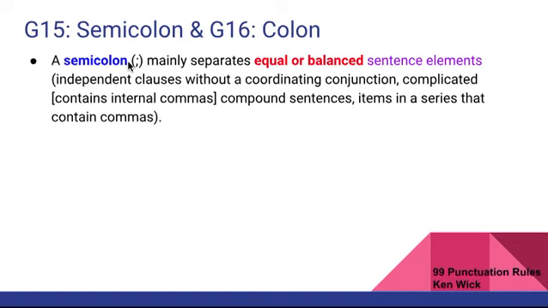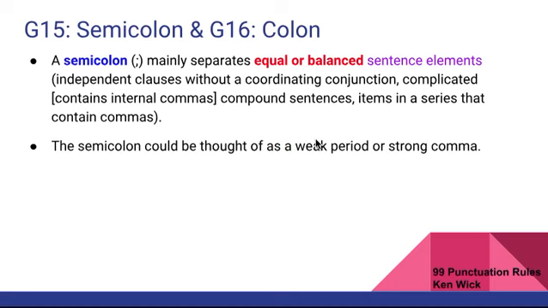So it's a balanced separator. And just a little bit more comment here: in a compound sentence you have two independent clauses, so it's going to separate those equal independent clauses. And items in a series, even though they contain commas, will be separated between the items of the series. So it's always equal. It's always separating an equal or a like item from a like item. And some people like to say the semicolon can be thought of as a weak period or a strong comma.